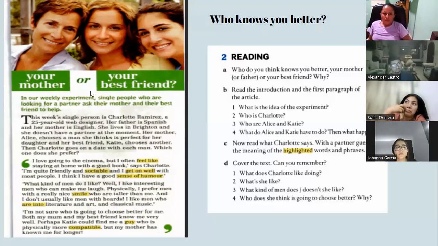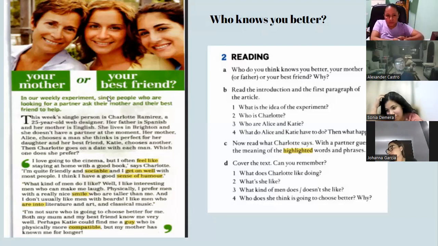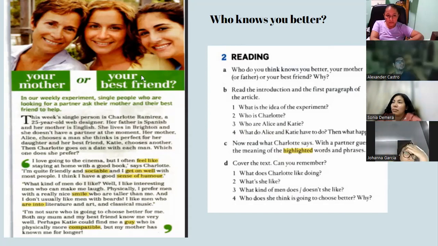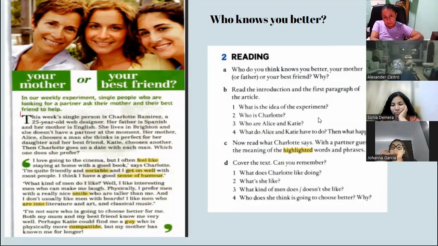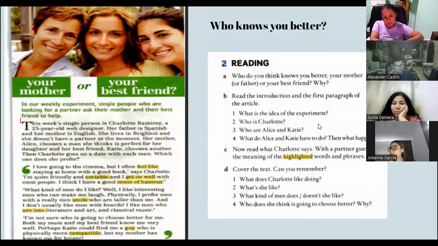So in their weekly experiment, single people who are not married, who are looking for a partner, ask their mother and their best friend to help. So this girl is actually trying to find a partner, right? But in the experiment, they were trying to see who knows them better, their mothers or their best friends, when trying to find a right partner. Okay, so let's read. Alexander, can you start? We're gonna start in here. Wait. Okay, I'm sorry.